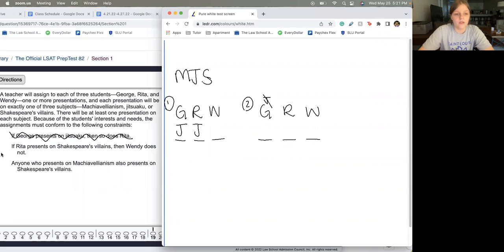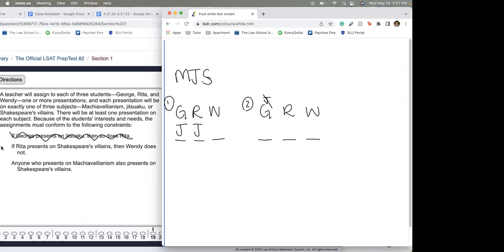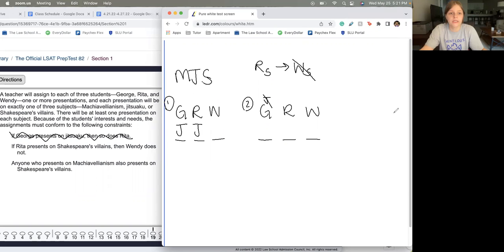Okay. So my second rule says if R presents on Shakespeare's villains, then W does not. What are the initial thoughts on this one? Who wants to take a stab at it? So how I did that one is I did a capital R lowercase s and then the arrow pointing, and then I did capital W lowercase s, and then I just put a line through it. Works for me. That's how I would write that rule.